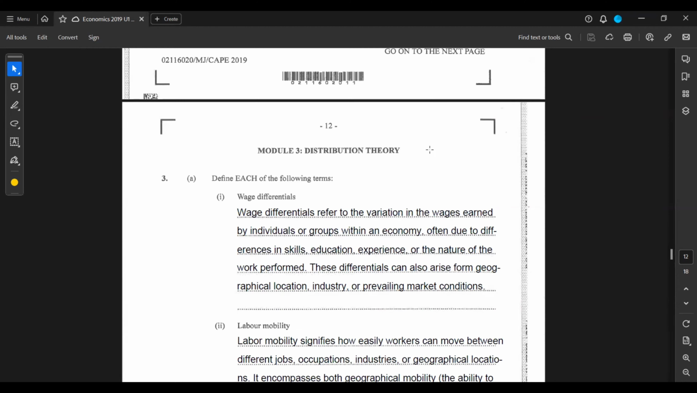3A, Module 3, Distribution Theory. Define each of the following terms. Wage differentials. Wage differentials refers to the variation in the wages earned by individuals or groups within an economy, often due to differences in skills, education, experience, or the nature of the work performed. These differentials can also arise from geographical location, industry, or prevailing market conditions.